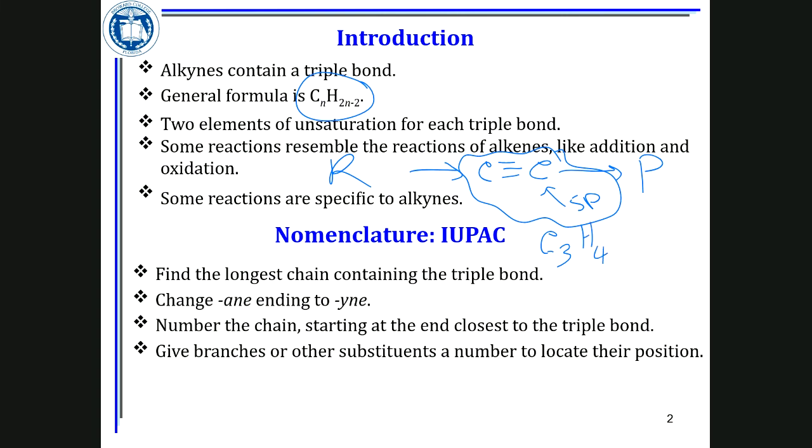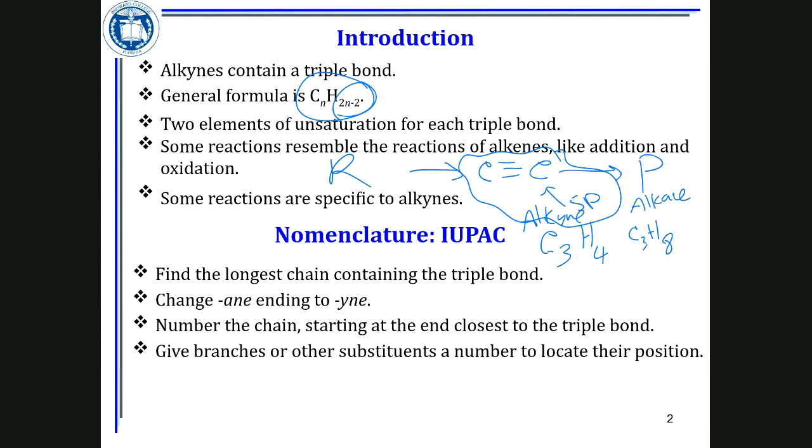Basically 2 elements of unsaturation, because for a saturated alkane with 3 carbons, you end up with 8 hydrogens. You must have 8 hydrogens if it's an alkane. For an alkyne, you have 4 hydrogens less, and that is 2n-2. In this case, alkane had 2n+2. So that's the general formula for alkyne.